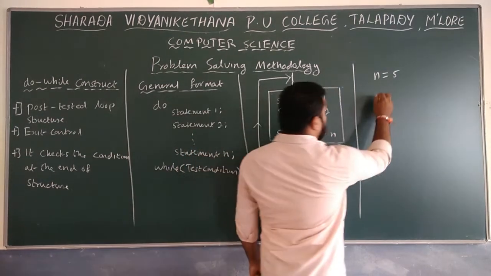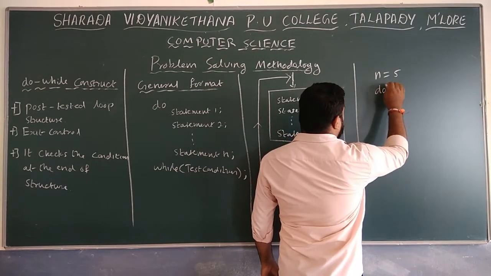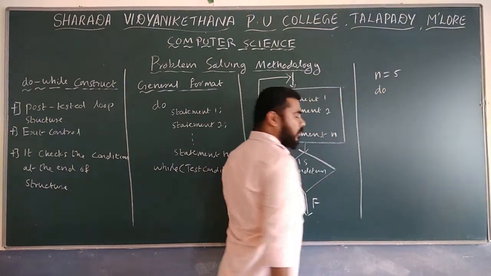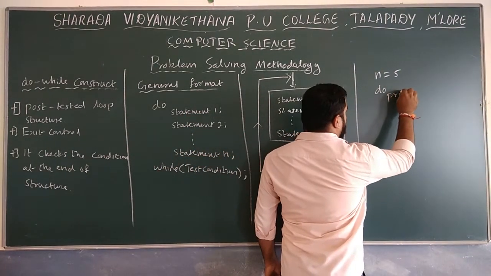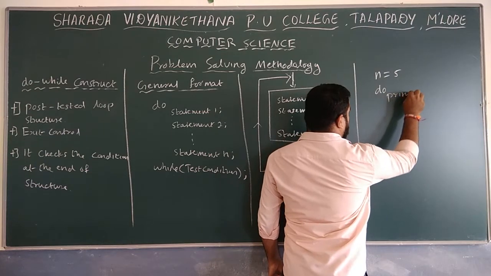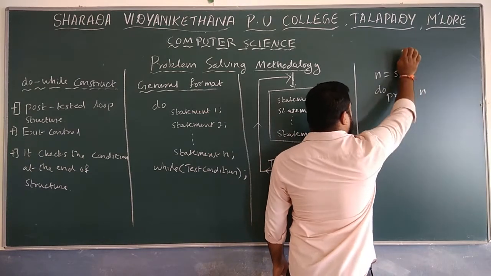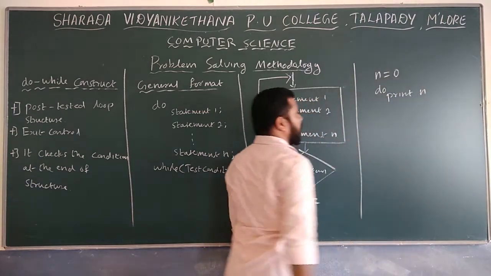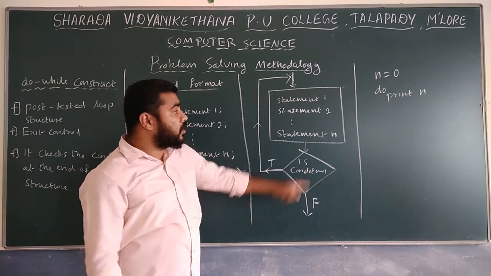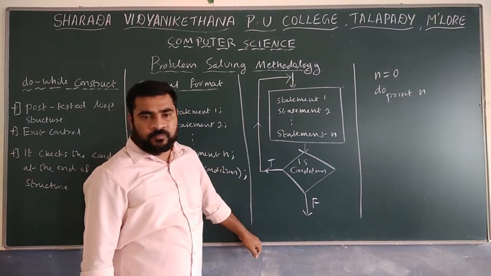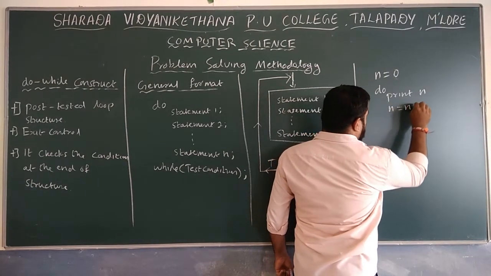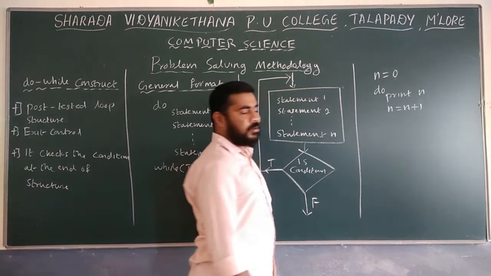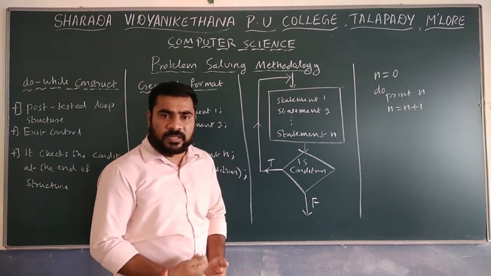Then I'll write do. Then print n. I'll take 0, that's better. So n will be printed. Then after that, n is equal to n plus 1. We don't know the value of n, so n is equal to n plus 1.